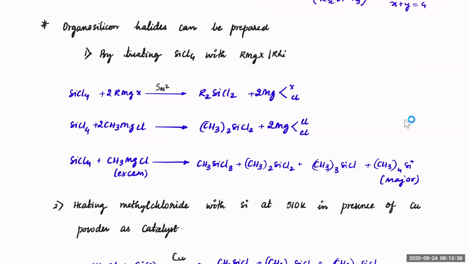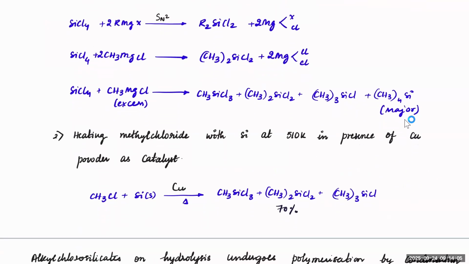But if you take an excess amount of Grignard's reagent, it can remove only one chloride here and you will get RSiCl3. Or you can remove two chlorides, three chlorides, or all four chlorides. Because you are using this in excess, all four chlorides being replaced comes as the major product.